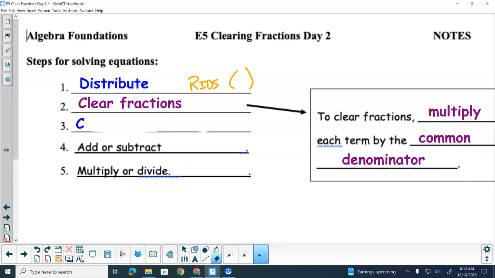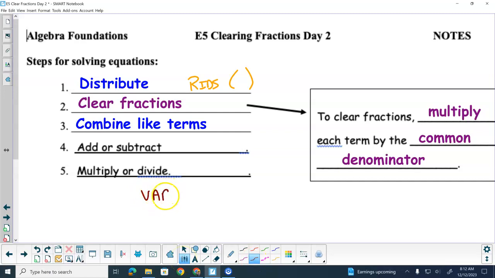Step 3. Now we can combine like terms. What makes a term like? Same variables and same exponents? Yep. Then we can add or subtract to clear those, and then lastly multiply or divide. In the end, we want our answer to be variable equals number, or number equals variable.